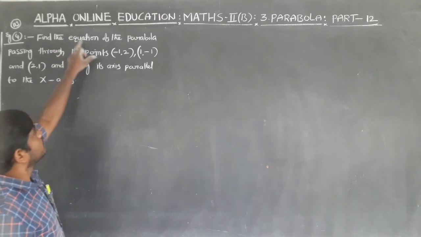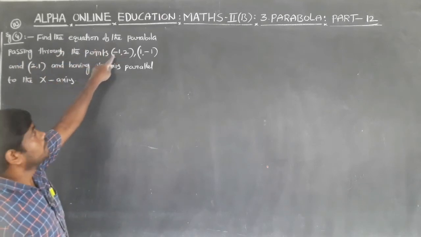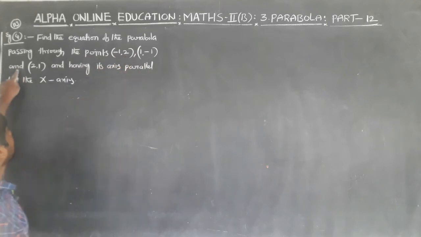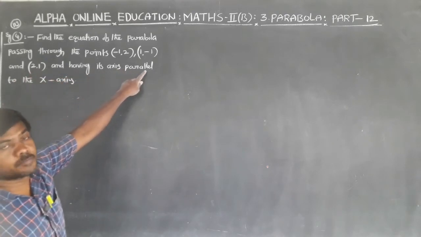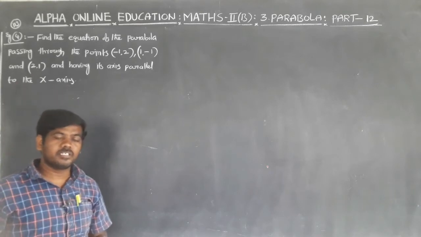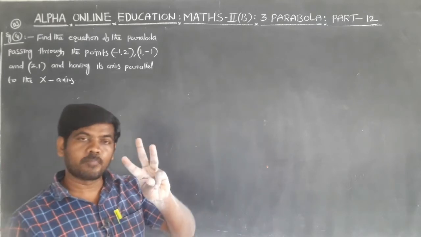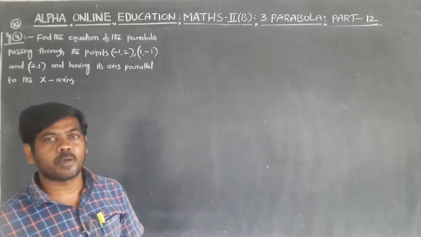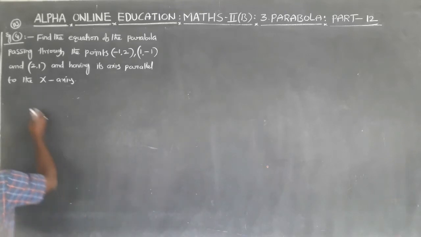Find the equation of the parabola passing through the points (-1, 2), (1, -1) and (2, 1), and having its axis parallel to the x-axis. Here we find the equation of the parabola passing through the 3 points, and the axis is parallel to the x-axis.